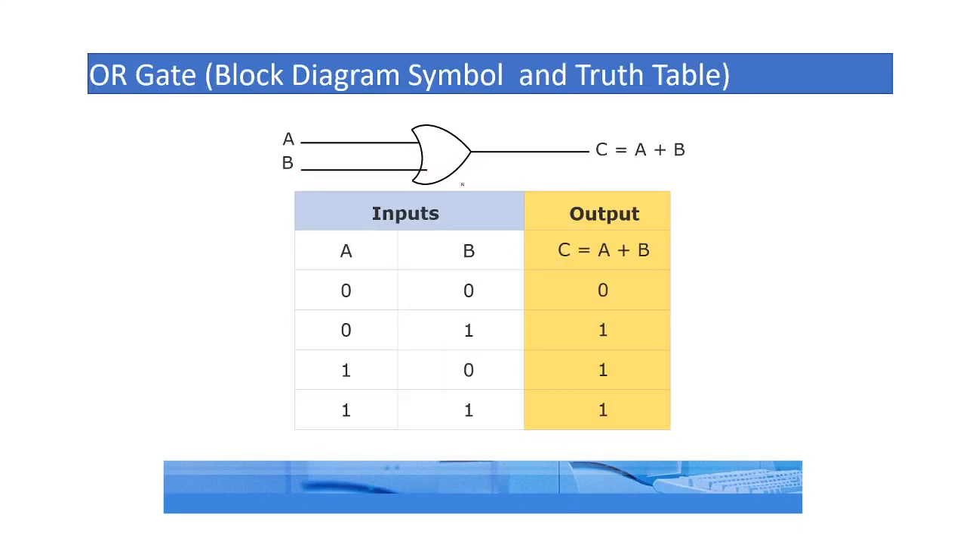So this is the logical symbol for the OR gate, and the OR gate in a Boolean expression is always represented with the help of the plus operator. So if you see a plus operator in Boolean expressions, then it always represents an OR gate. This is the truth table for the OR gate. In an OR gate, the output is 0 only when both the inputs are 0. Otherwise, the output is 1, as in this truth table.